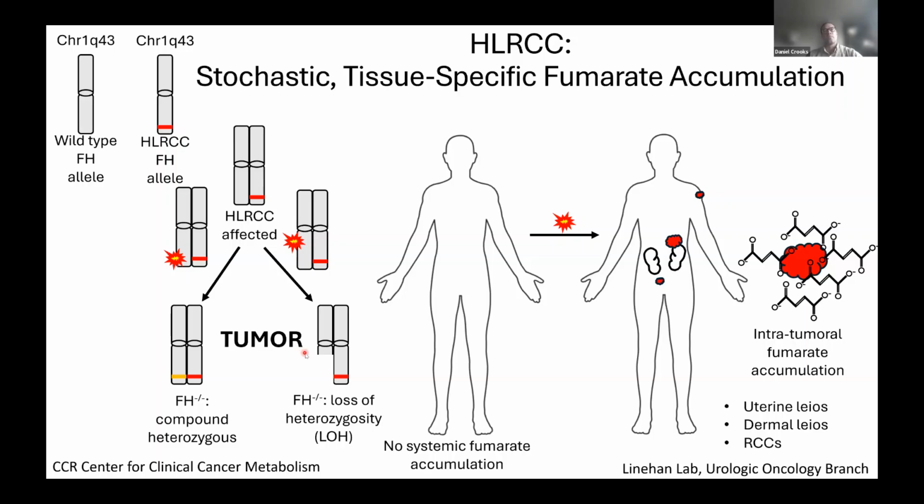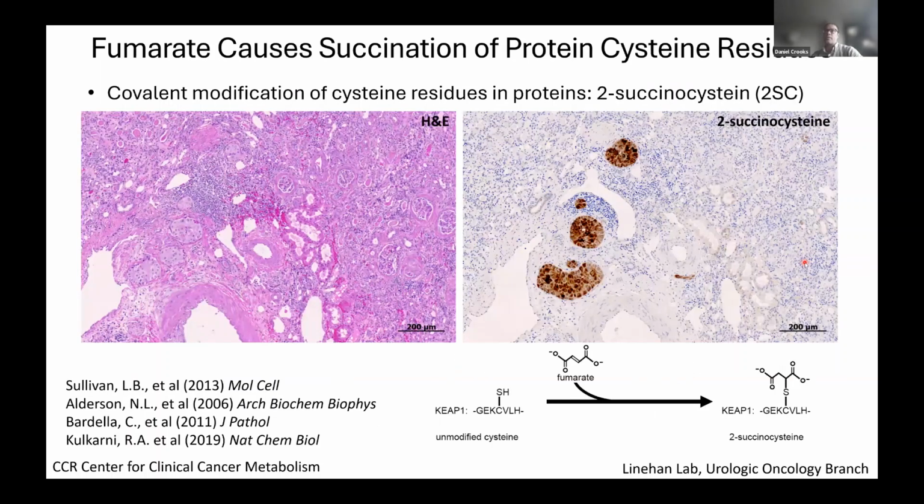Or what turns out to be most common is loss of heterozygosity. So the entire chromosome 1q or a region of chromosome 1q breaks off, and the result is that the cell is left with only an inactive copy of FH. As I mentioned, that results inside of the tumor in this massive accumulation of fumarate. And this ends up being a tool that we can use to characterize this tumor pathologically.